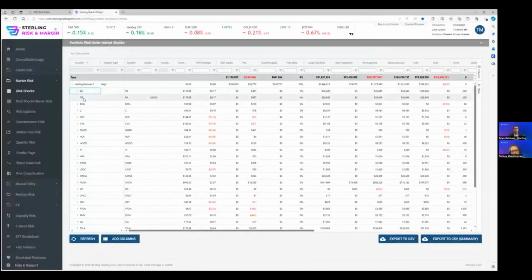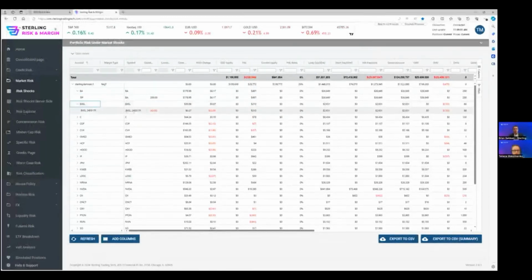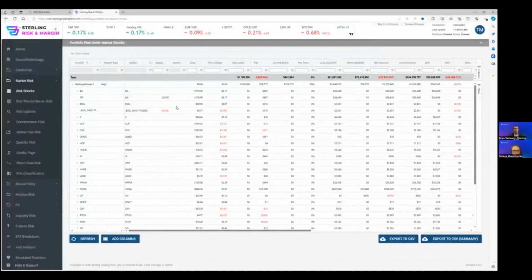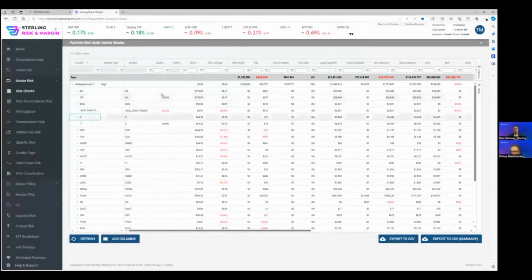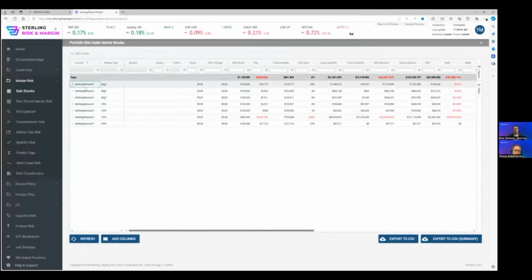So in symbol BA, this account has 200 shares of stock, but in symbol BXSL, it has 1 option position, short 42, and so on and so forth. So by expanding like this, you can actually see the positions and their quantities. But we will roll it back up, and we will just focus on account level numbers.